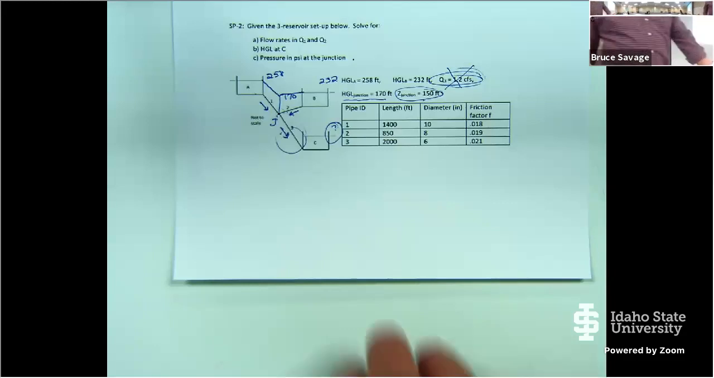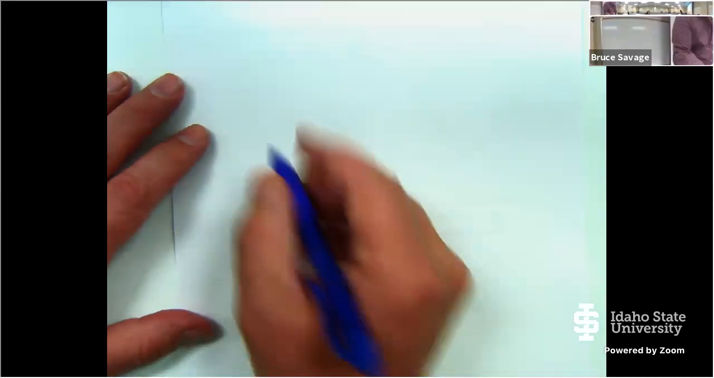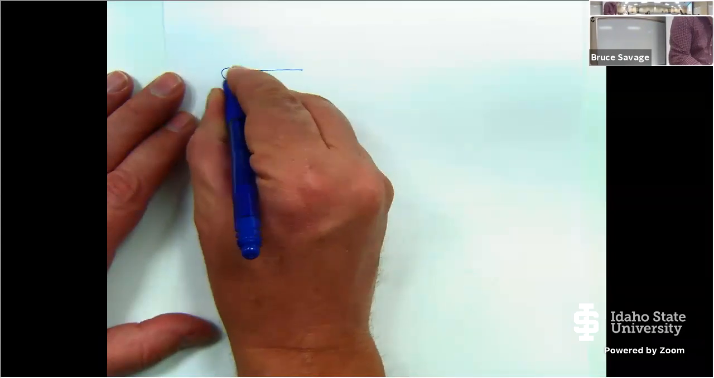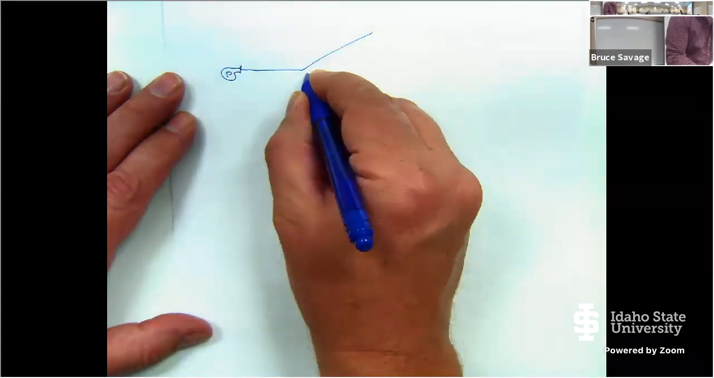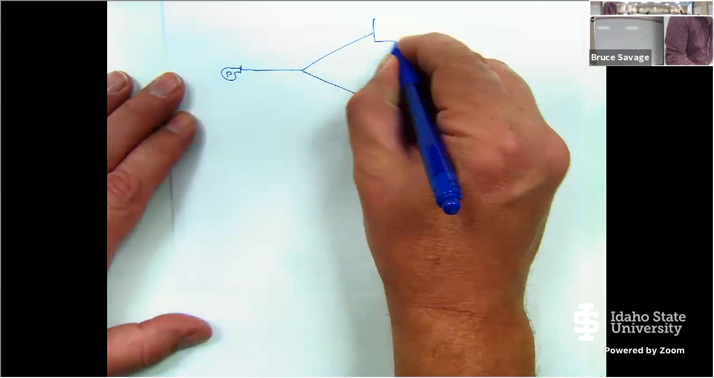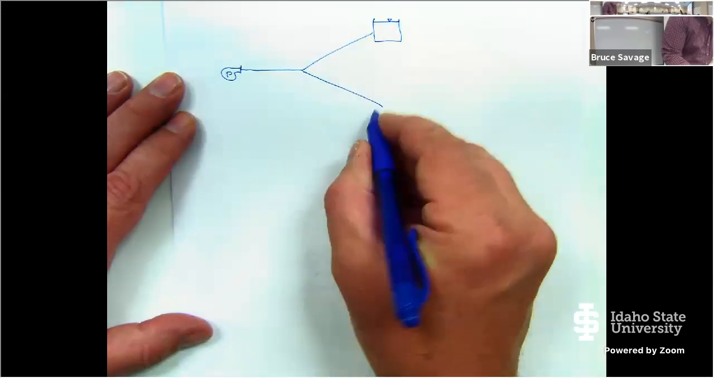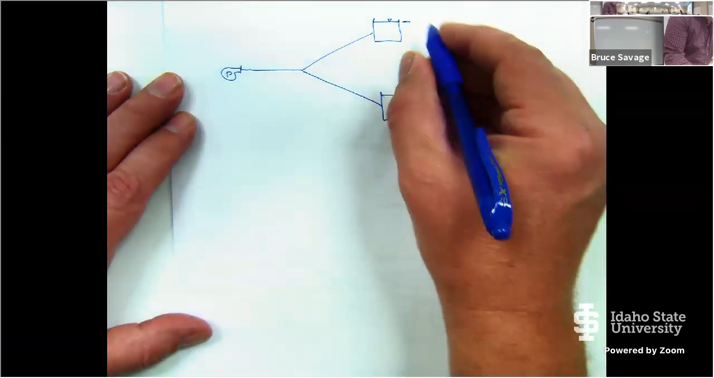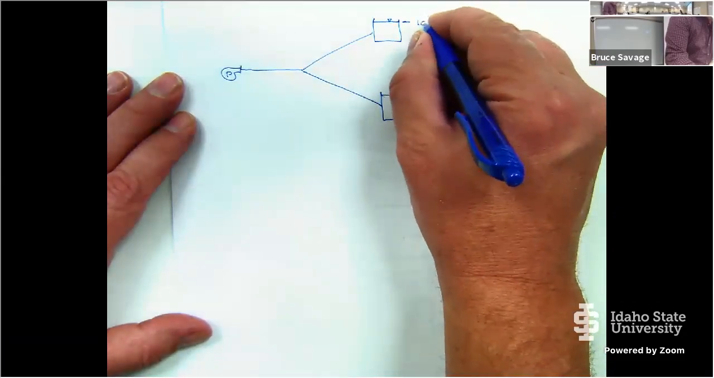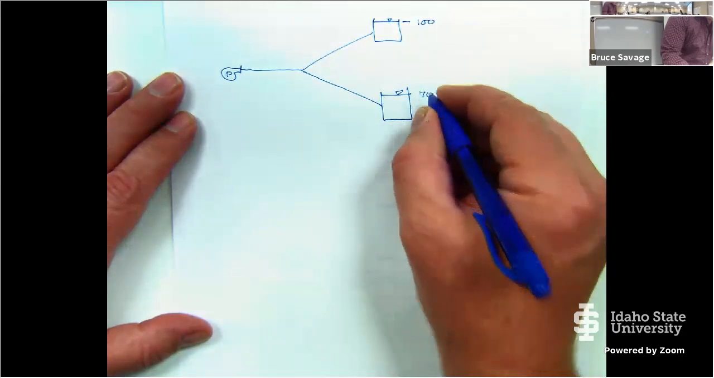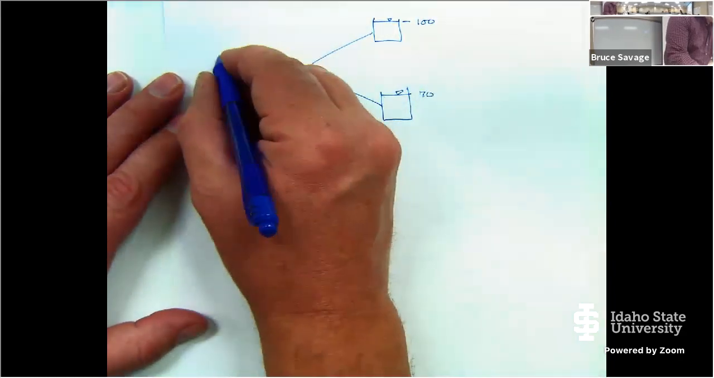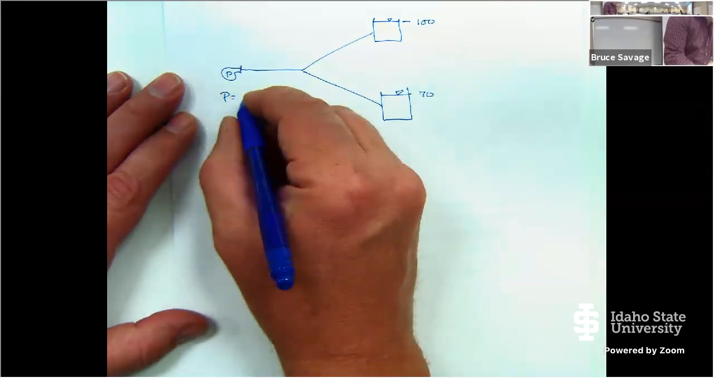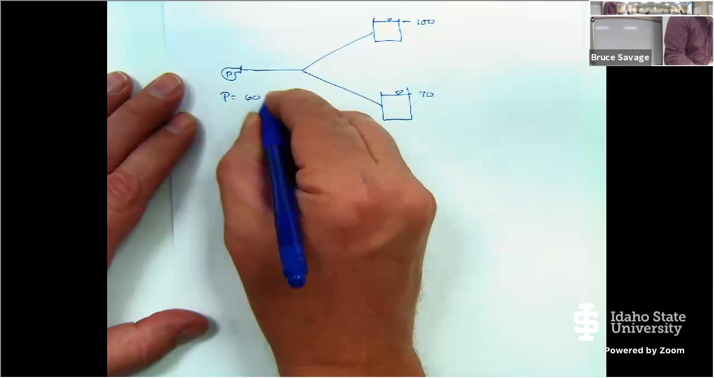What if I give you a 3 reservoir problem like this? So this is the symbol for a pump. And let's say that this was 100 and this is 70, and my pump provided a pressure. The pressure at the pump was equal to 60 psi.